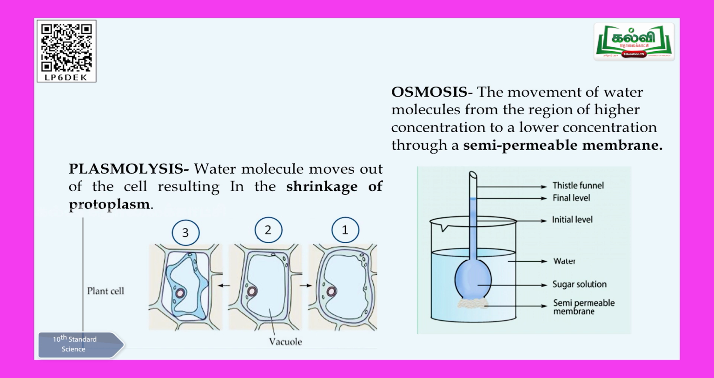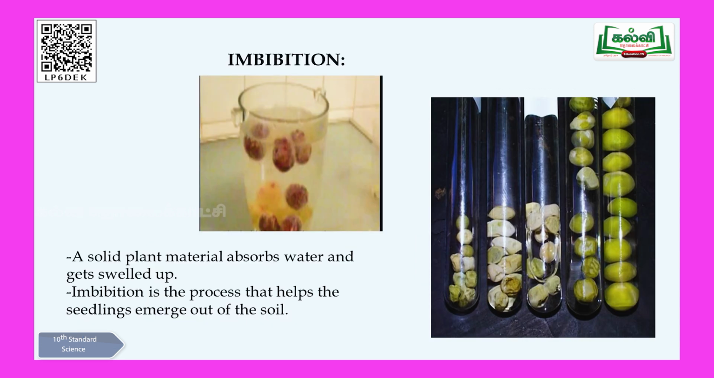Yes, because along with the plasma membrane, they have the fluid inside. That fluid is called protoplasm. The protoplasm will also be shrunken, followed by the shrinkage of the plasma membrane. That is there in the third diagram, you can see. So, plasmolysis is nothing but water molecules moving out of the cell, resulting in the shrinkage of the protoplasm. Is that clear?